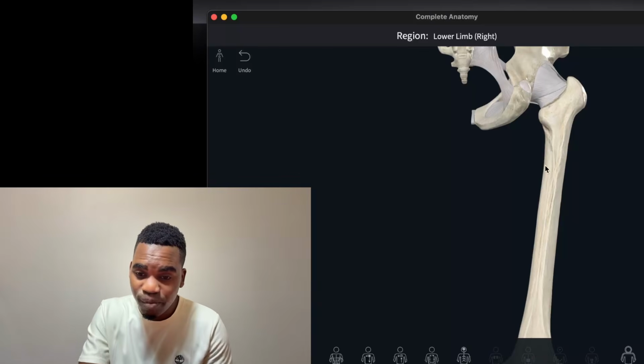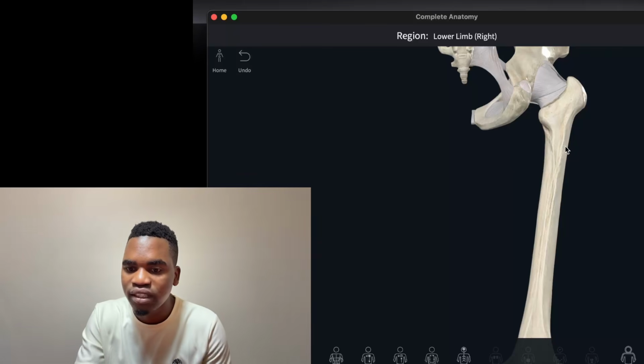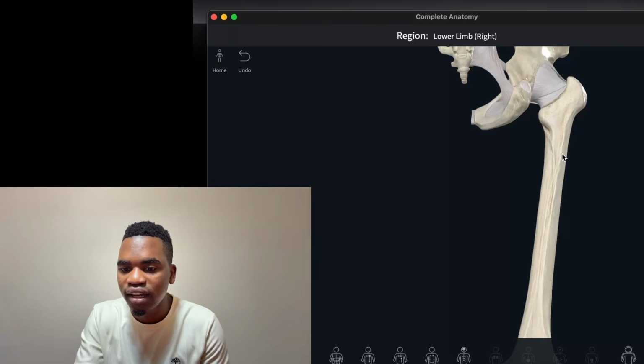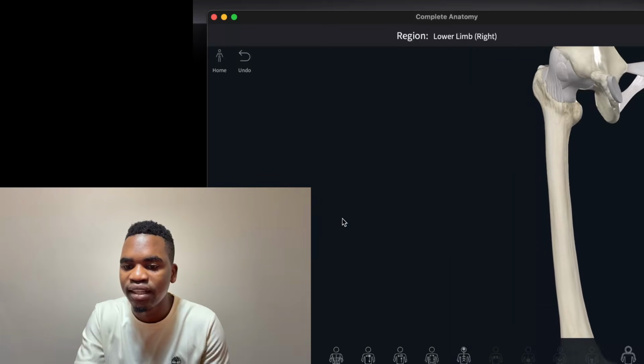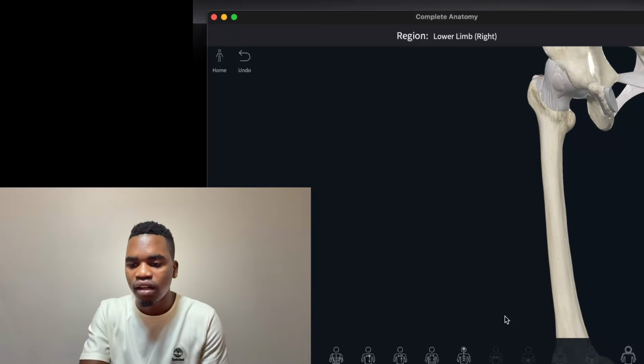This anterior compartment, the vastus medialis, will attach on the medial surface of the linea aspera, or the medial lip of the linea aspera. The vastus lateralis will attach on the lateral lip of the linea aspera, and then the vastus intermedius is attaching on the anteromedial surface of the femur.